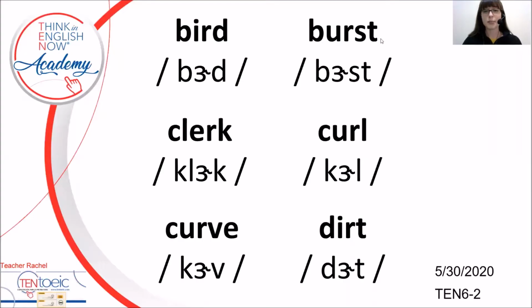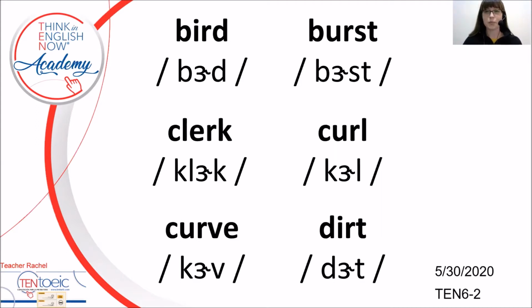Our first word, bird. This is an animal and it flies in the air with its wings. So maybe like a blackbird, or this could be a parrot. There's many types of birds.